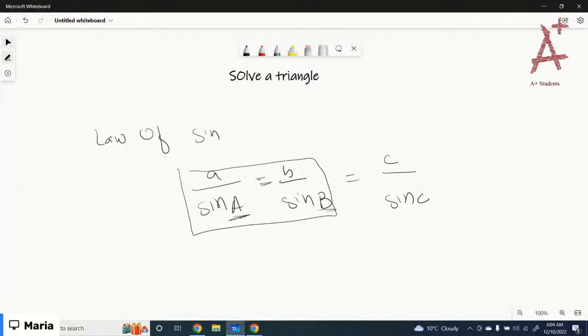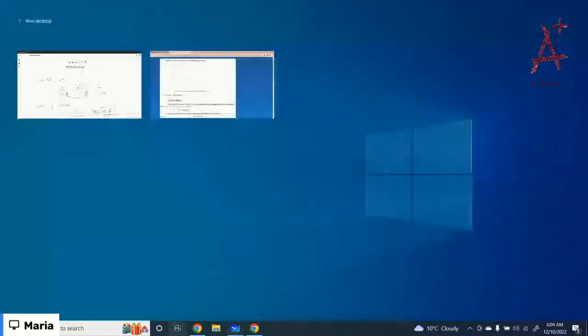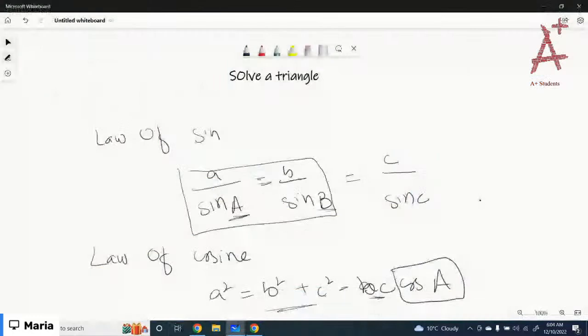Got it? So you must use the law of cosines. The cosine law is, for example, a square equals b square plus c square minus 2bc cos A. You have just one unknown here, A. You have the values of a, b, c, and also b, c. You can just find the value of cos A. You can subtract these two things from the other side and divide the other side by 2bc. Got it? So you use this when you are given all three sides.